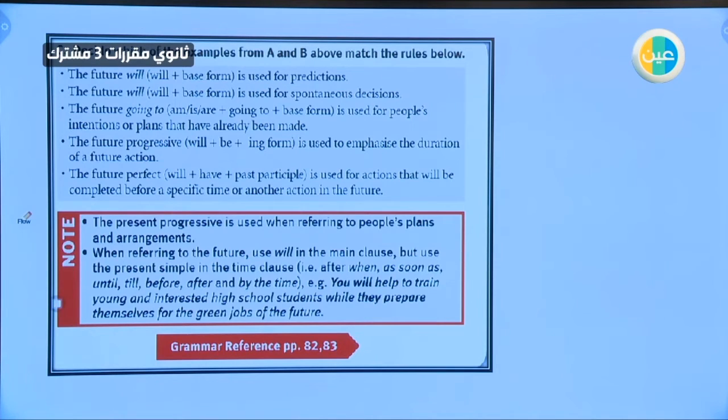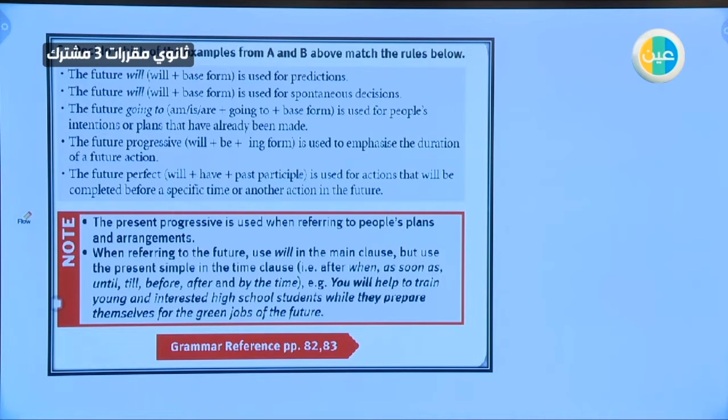Notice something. We use present progressive, but usually we use it for what? For plans and arrangements. When referring to the future, we usually use will, okay? But we should use will in the main clause, but not in the other clause, the time clause. What do I mean by time clause? The clause that has a word referring to time, like after, when, as soon as, before, until, till, by the time. All of these refer to time. So this is a time clause.